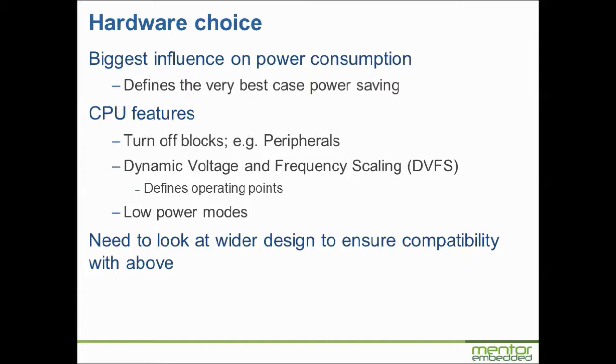So peripheral devices, essentially. We need to be able to perform dynamic voltage and frequency scaling. In other words, change the frequency and the voltage of the CPU in order to adjust its performance and hence its power consumption. And we also want a CPU which has low power modes, so means of putting it to sleep in various ways so that we can optimize the power further in that way. We also must look at the system as a whole. The overall design must be compatible with these requirements.